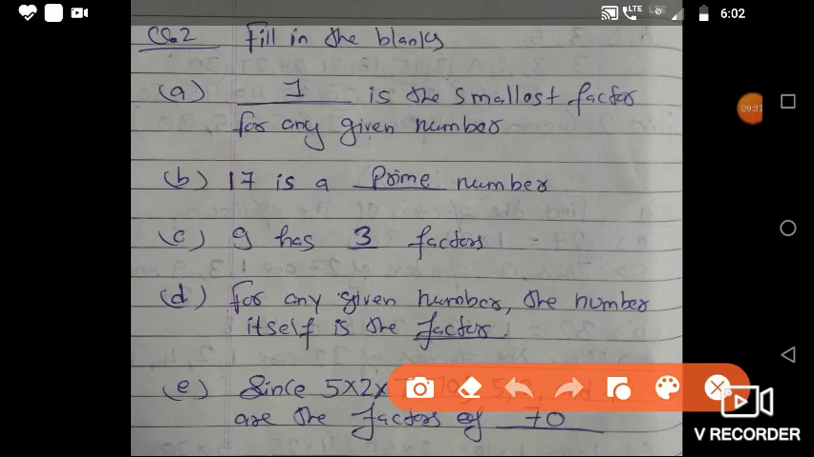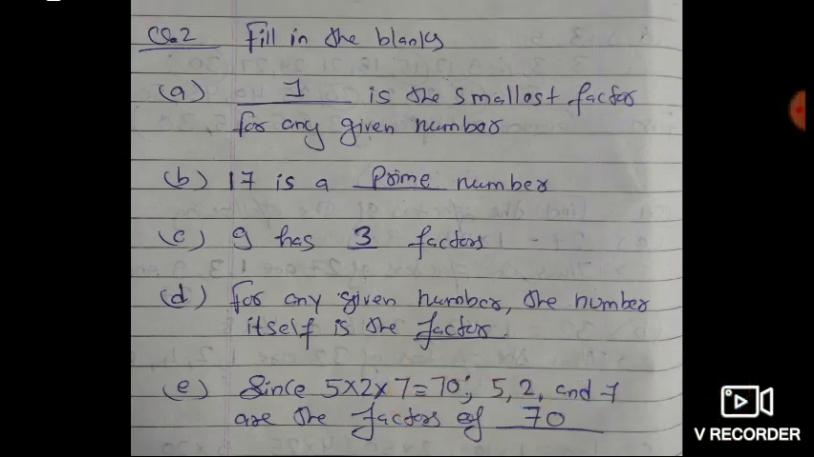Next, question number 2, fill in the blanks. Dash is the smallest factor of any number. Yes, 1 is the smallest factor of any number. Next, 17 is a dash number. 17 is a prime number. Yes, of course. 9 has dash factors. 9 has 3 factors. Yes. For any given number, the number itself is dash. For any given number, the number itself is a factor. Last, since 5 into 2 into 7 equals 70, 5, 2 and 7 are factors of 70. Yes.